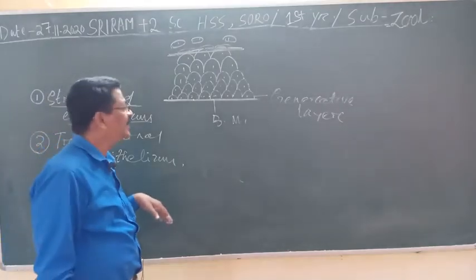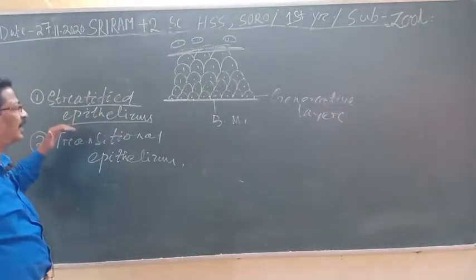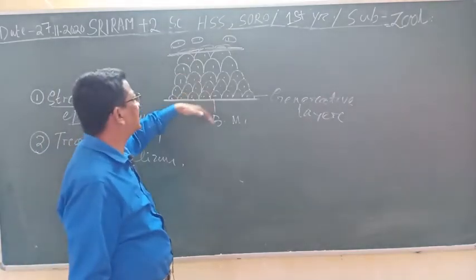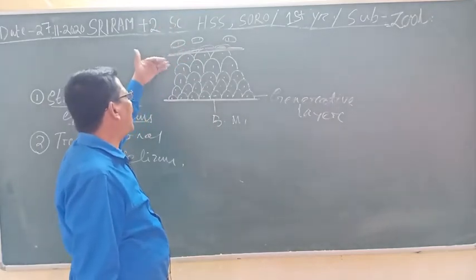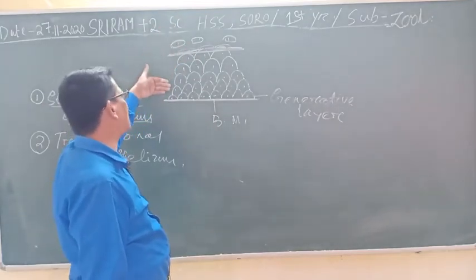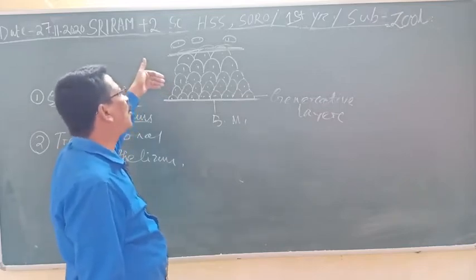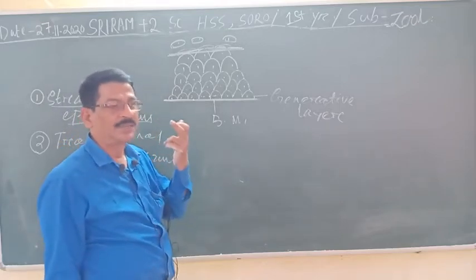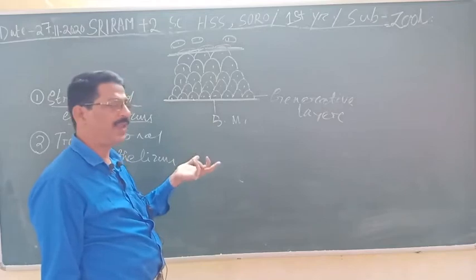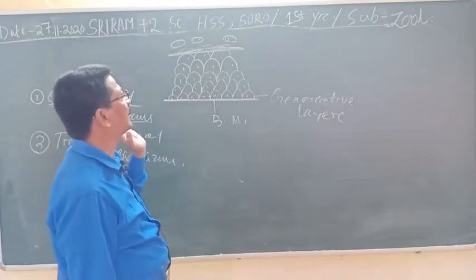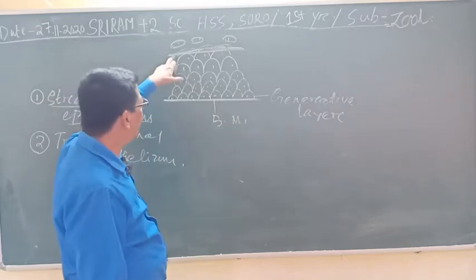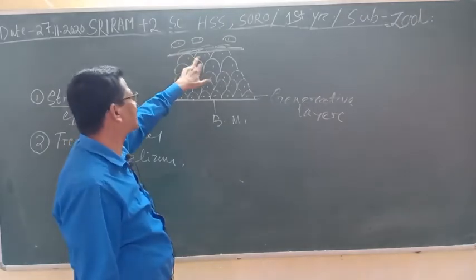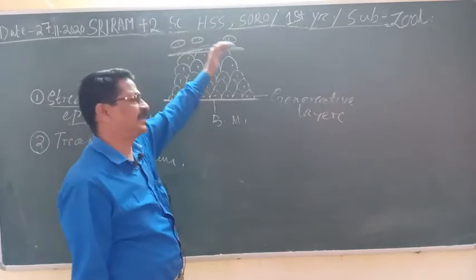Clear? That is the stratified epithelium, a compound epithelium where the cells are arranged in more than one layer, and this type of stratified epithelium is found where the wear and tear takes place, like the tongue, the vagina of the female, and the epidermis or the skin of the mammal, where the outermost cells are flat and detached regularly by the friction.